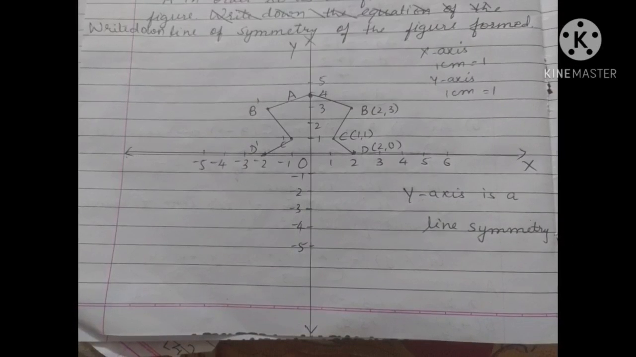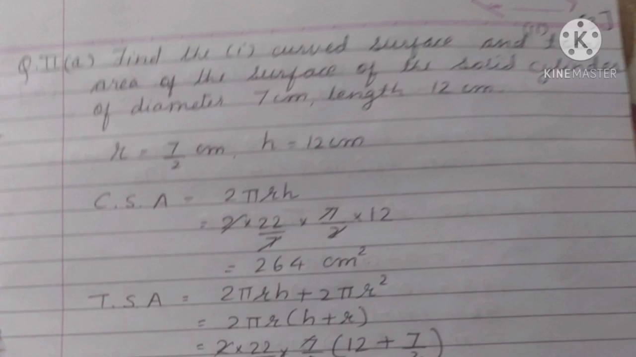Now question number 2a. Find the curved surface area and the total surface area of the solid cylinder of diameter 7 cm and length 12 cm. 3 mark question. So radius is equal to 7 by 2 cm and height is 12 cm. Now applying the formula of curved surface area, 2 pi RH, and placing the values here, I get the answer 264 cm square. Total surface area formula is 2 pi RH plus 2 pi R square, from which 2 pi is taken common. So in the bracket H plus R.